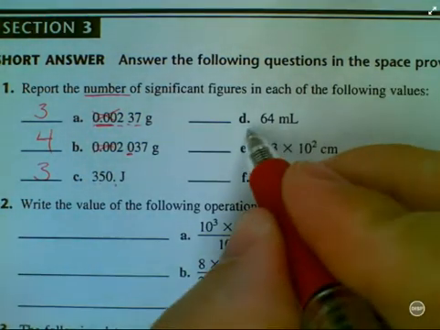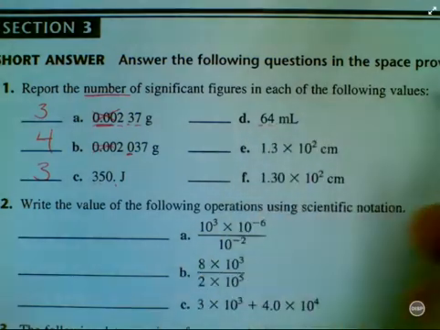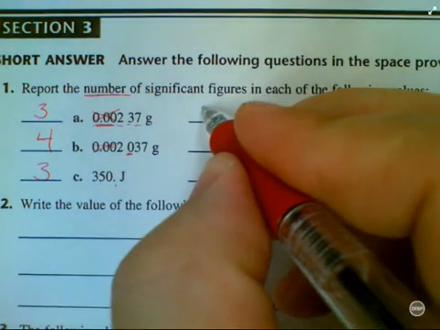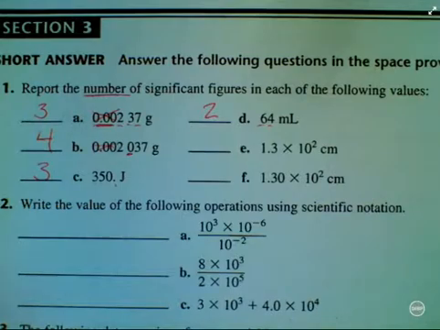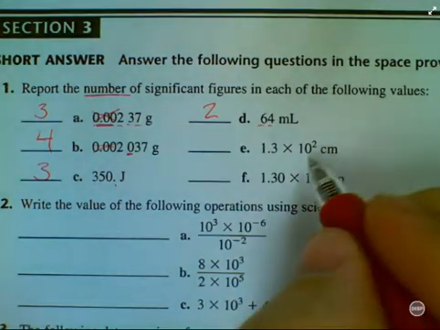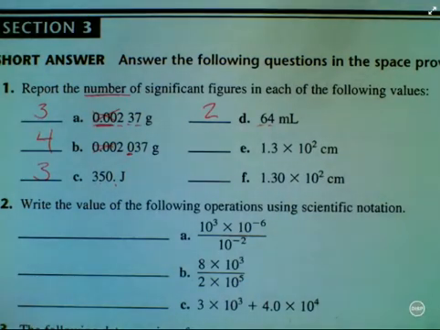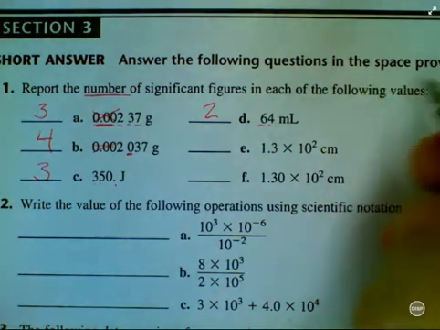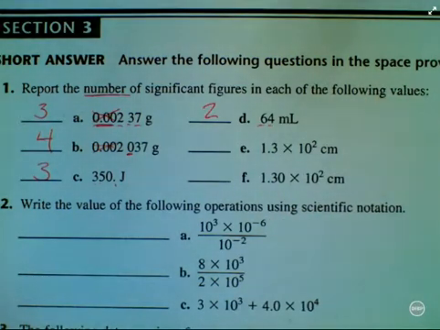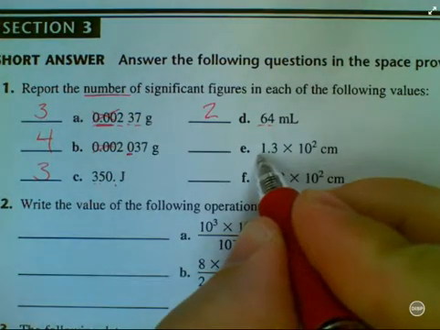On to D. I only have non-zero digits, so everything there is significant, so that's going to be 2. Here a lot of students were confused because they asked the question, well, do I include any of these digits here in the latter half of the scientific notation? And the answer is no. When considering significant figures of something in scientific notation, you only consider the coefficients.